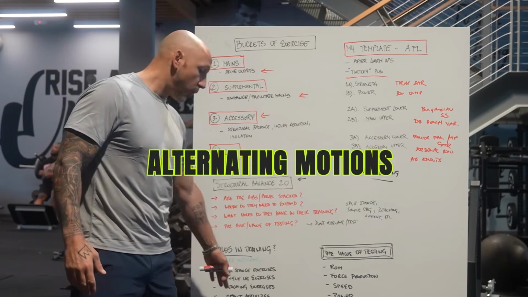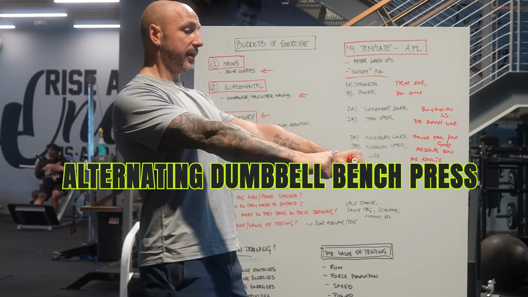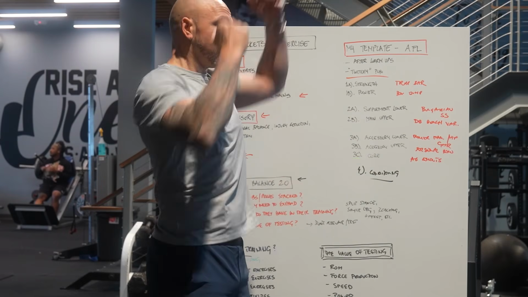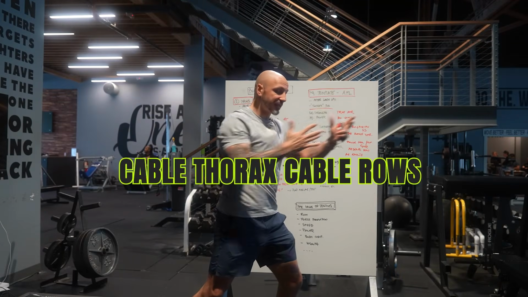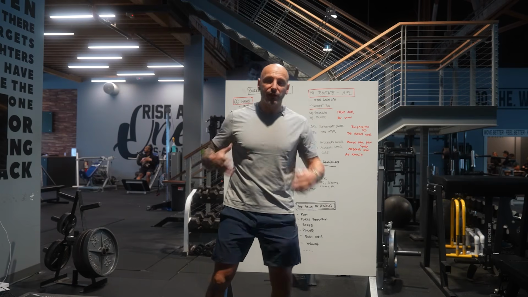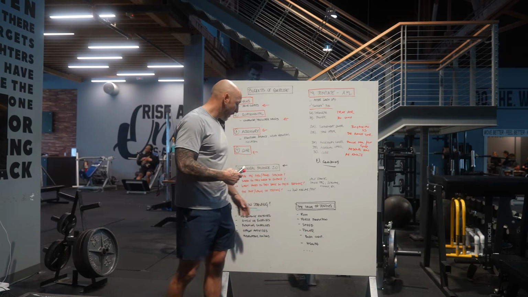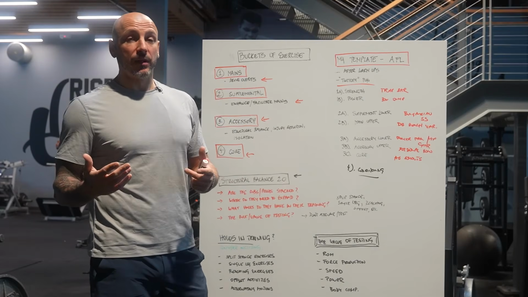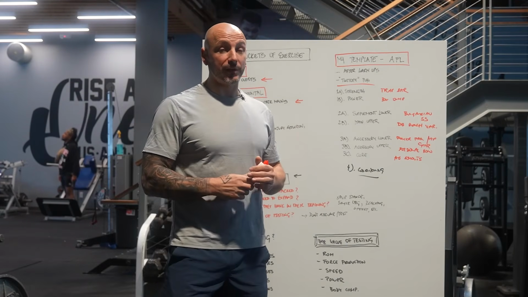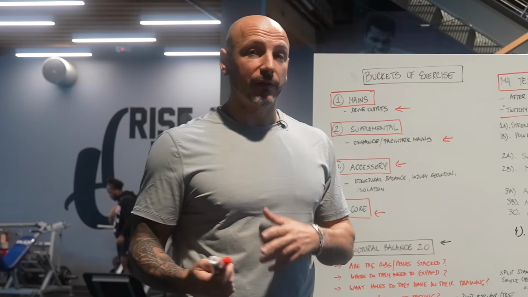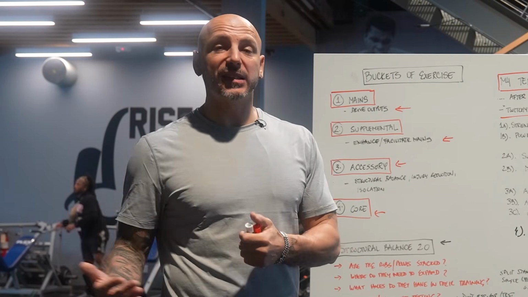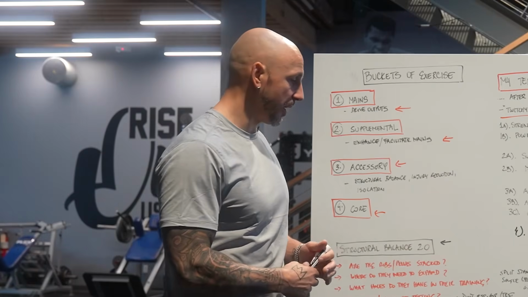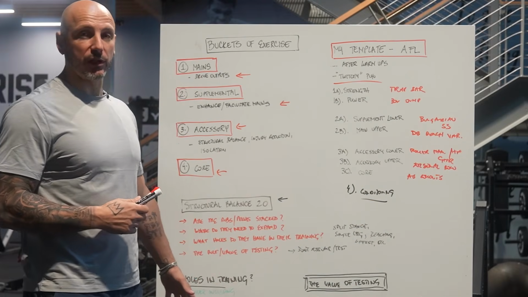We do it smart. Alternating motions, alternating dumbbell bench press, right? Seesaw presses, right? Thorax cable rows. I mean, there are so many different variations that we can do, but those might be the holes in training. And I've had powerlifters that I've written programs for, when they looked at them at first, they're like, damn, this looks very different from what I've been doing, and in the next 6 months, they break every PR that they had. They feel better. Their joints aren't beat up because we just looked at the holes in their training.